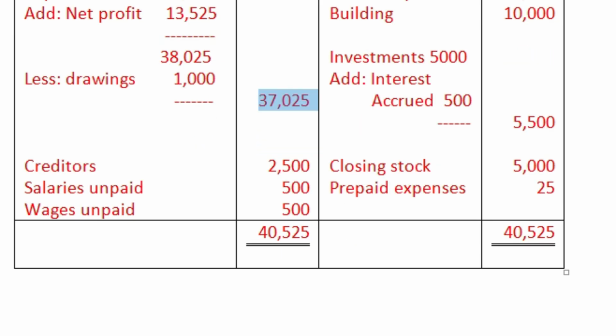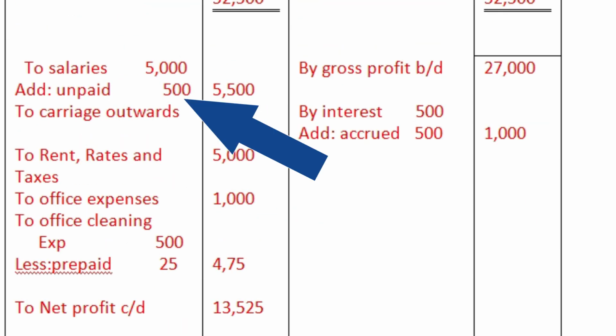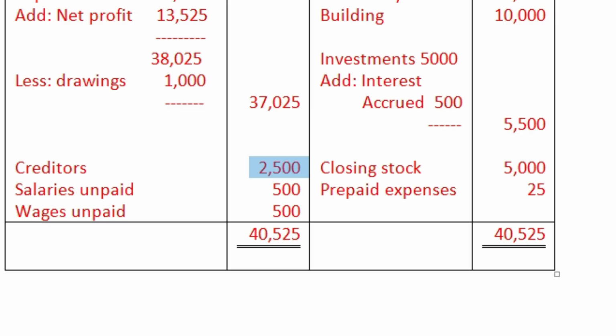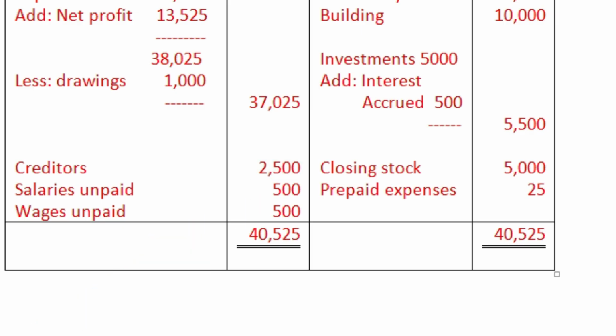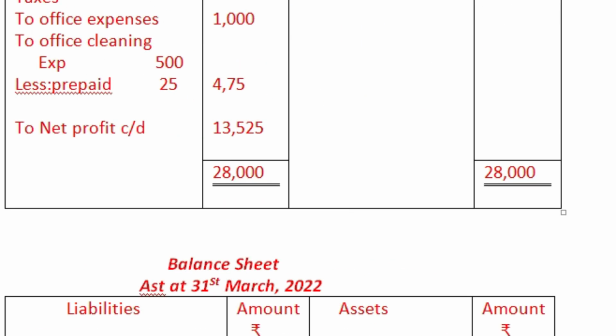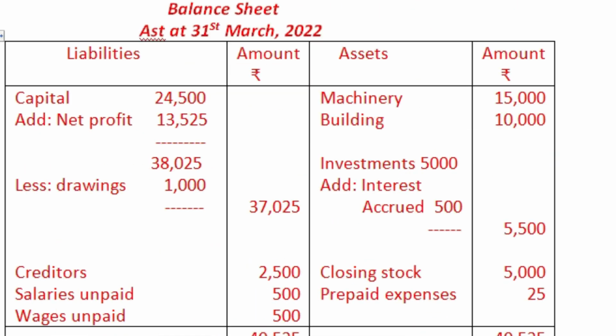And the creditors balance, as I told you, is 2,500. Thereafter the adjustments: every transaction has a twofold effect, one is debit, another is credit. So 500 is debited here, and here it is credited. Liability is a credit balance, so it is credited. Similarly, wages unpaid. So all adjustment items you have to show twice.